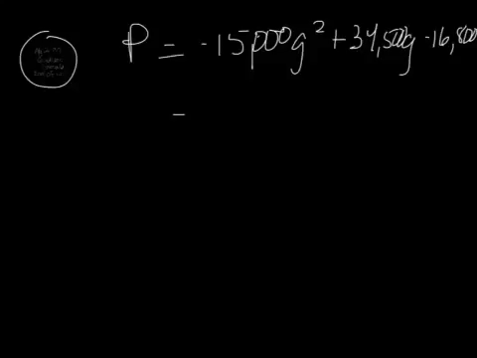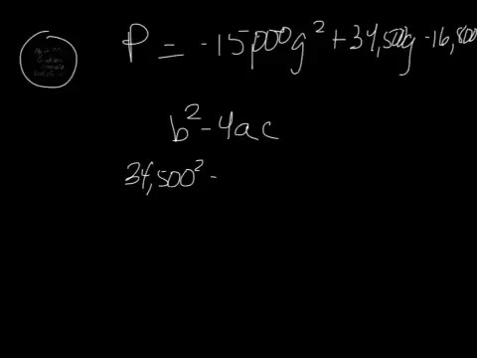Okay? So the first thing we're going to do is find the discriminant. So we have negative b. I'm sorry, not negative b. That's kind of absurd. It's b squared minus 4ac. So that would be 34,500 squared minus 4 times negative 15,000 times negative 16,800.